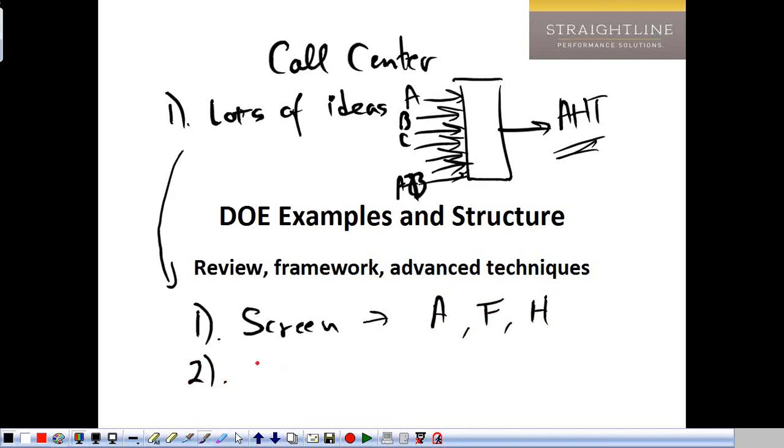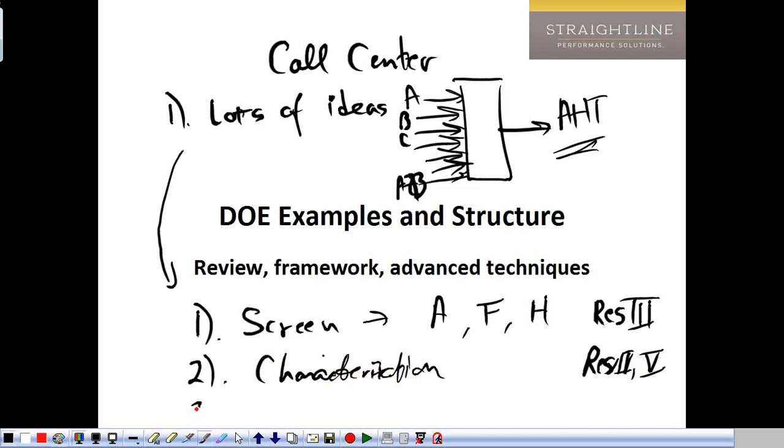The second thing would be to say, okay, how can you then take that and run a characterizing design? The designs that we did the first time around were basically characterization designs, Res 4, Res 5 designs. To put this into context, the screening designs are generally Res 3, and these are generally Res 4 or 5. Okay, so characterization designs. And then the third one is to optimize.